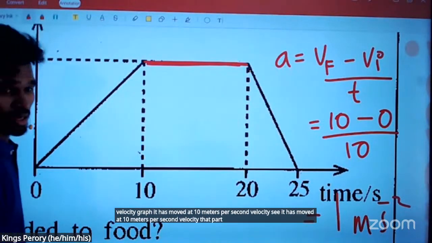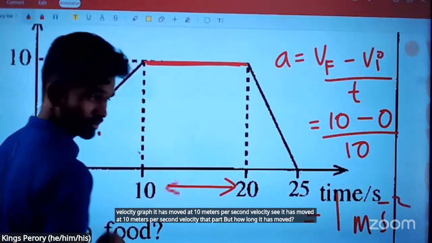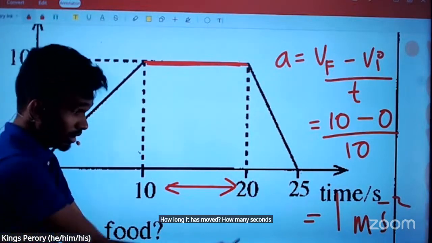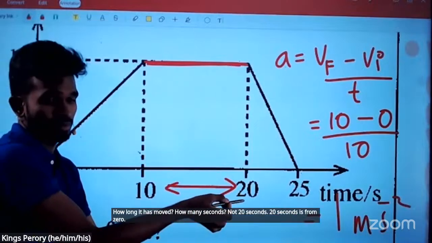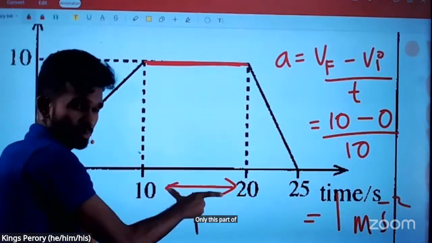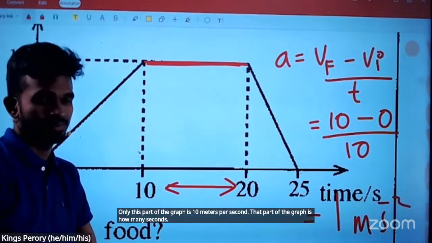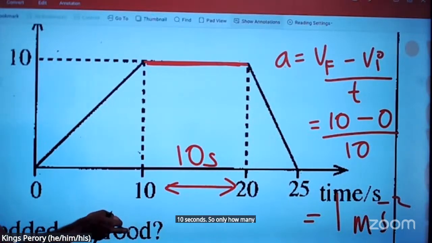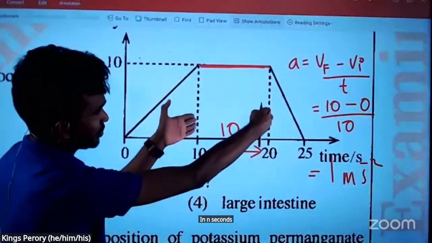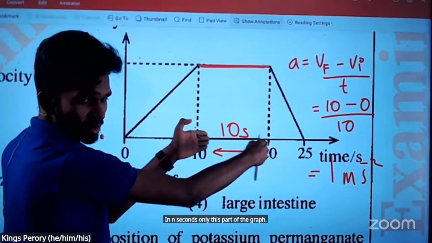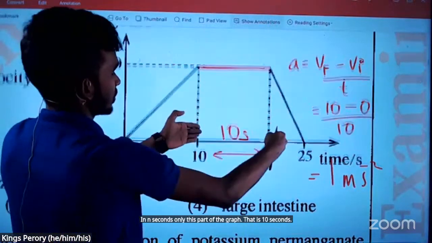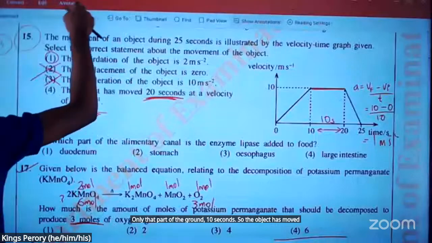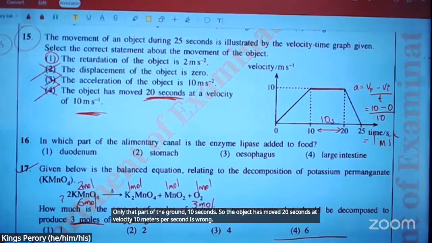But how long has it moved? How many seconds? Not 20 seconds, 20 seconds is from 0. Only this part of the graph is 10 meters per second, and that part is 10 seconds. So the statement that the object has moved 20 seconds at velocity 10 meters per second is wrong. All those three are wrong.